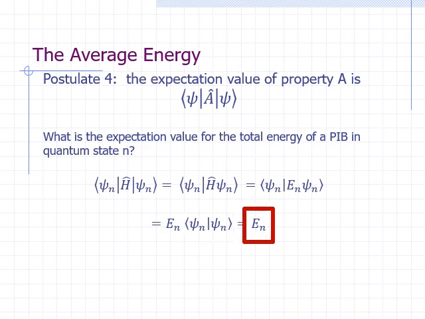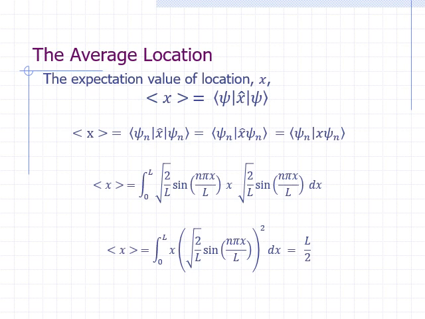If we imagine a bunch of these particles all with quantum number n, every single one will have an energy equal to E sub n. Of course, we expect the average to be E sub n. Stationary states have well-defined energy. How about the average location?